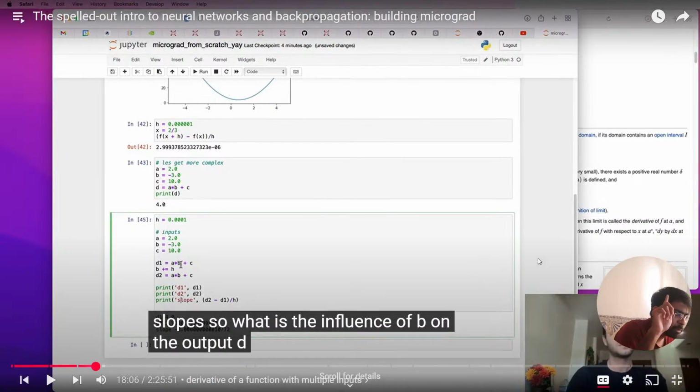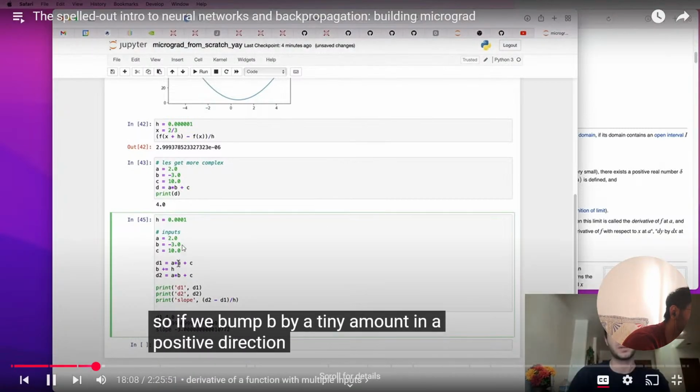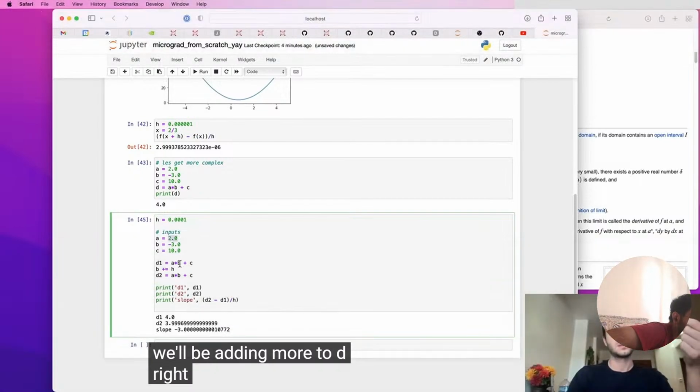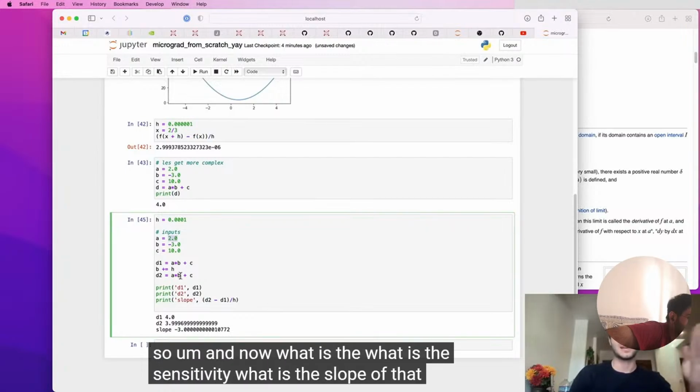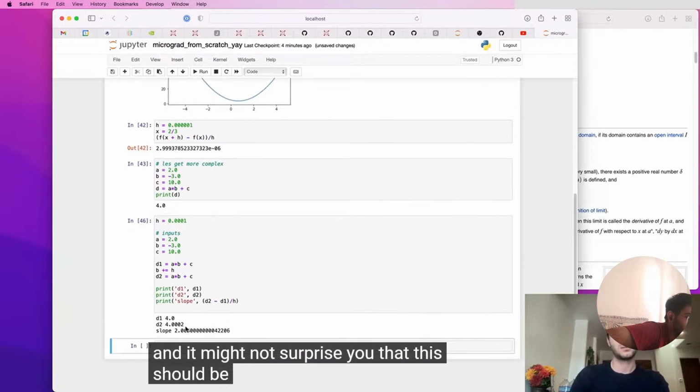Let me think of it. B is minus, if I can just 2 plus 2 plus this, then 12. So if we bump b by a tiny amount in a positive direction, then because a is positive, we'll be adding more to d, right? And now what is the sensitivity? What is the slope of that addition? And it might not surprise you that this should be 2.